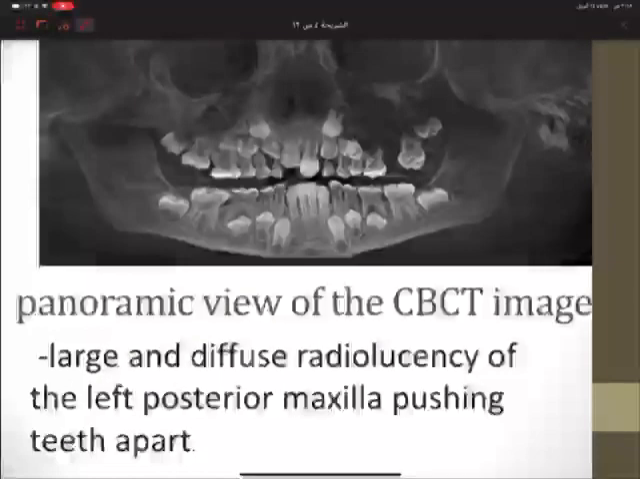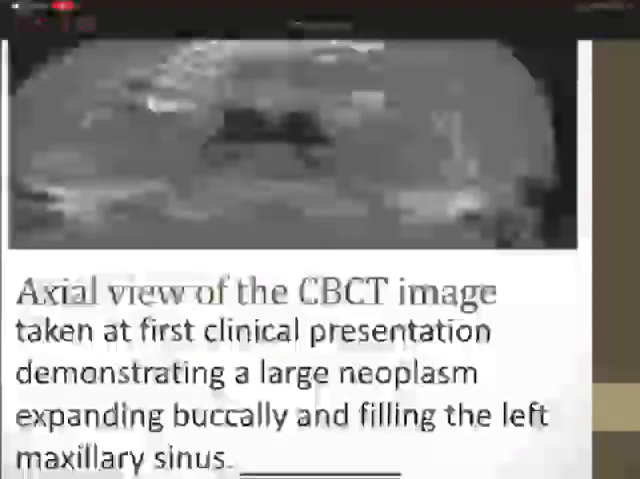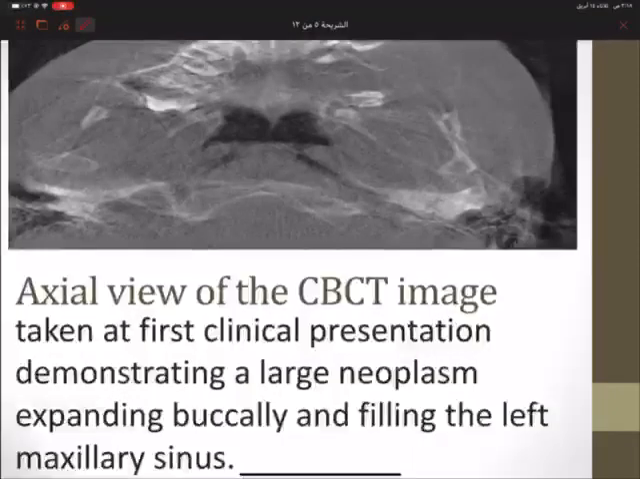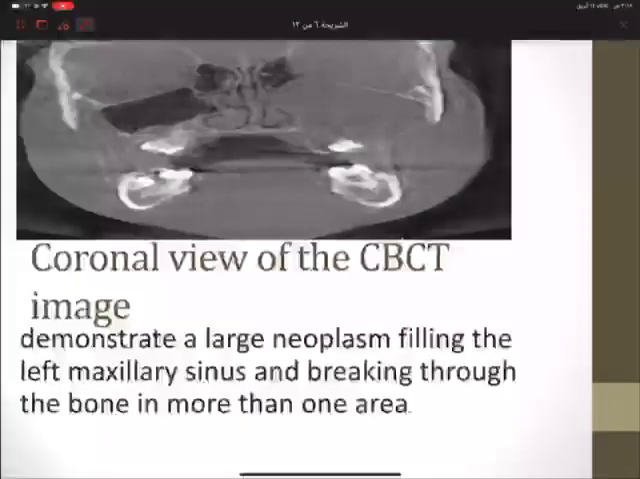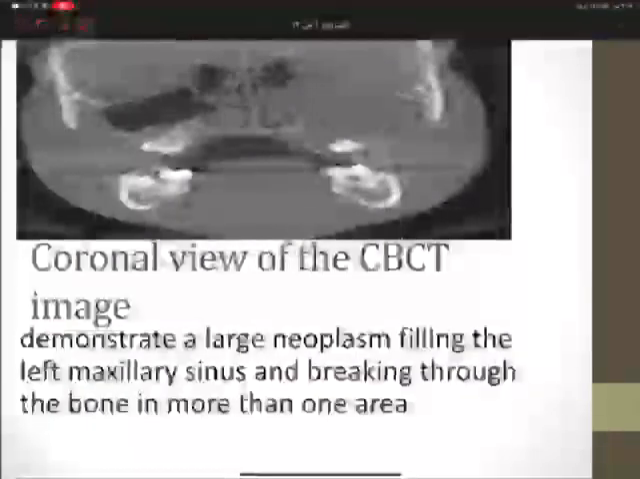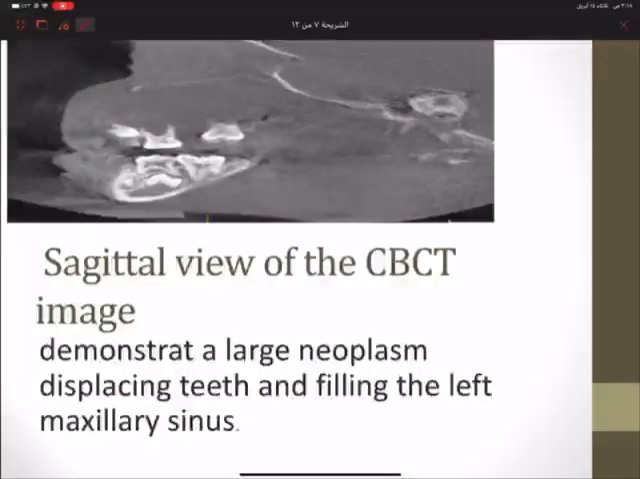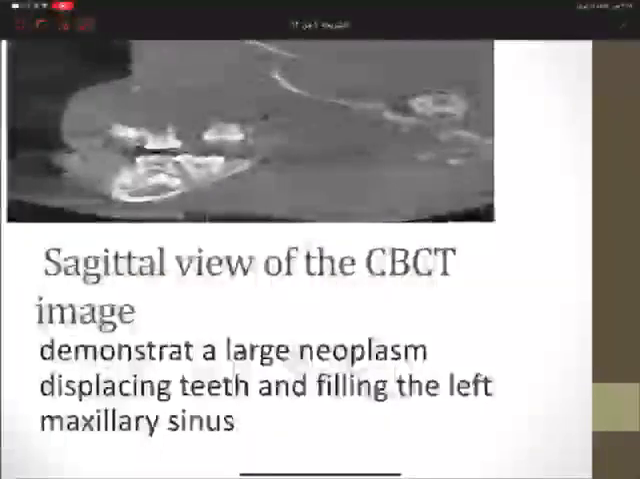We have a panoramic view of the CBCT image: large and diffuse radiolucency of the left posterior maxilla pushing teeth apart. We have the axial view of the CBCT image taken at first clinical presentation, demonstrating a large neoplasm expanding buccally and filling the left maxillary sinus. We also have the coronal view of the CBCT image, demonstrating a large neoplasm filling the left maxillary sinus and breaking through the bone in more than one area. We have the second CBCT image, demonstrating a large neoplasm displacing teeth and filling the left maxillary sinus.